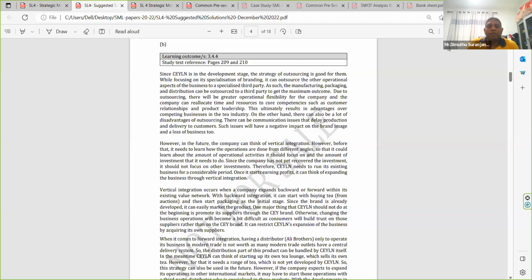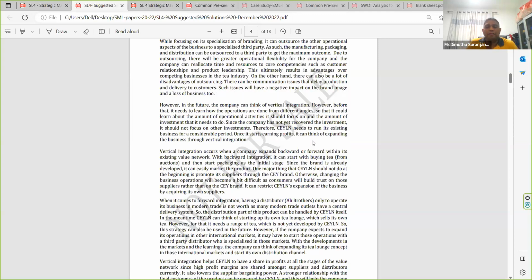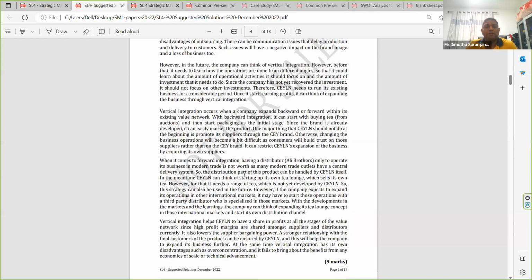How in the future the company can think of vertical integration. So in the future, he's talking about that. Then he explained how vertical integration can be done. We talk about this backward and forward integration. He explained that one: become a supplier and the distributor.